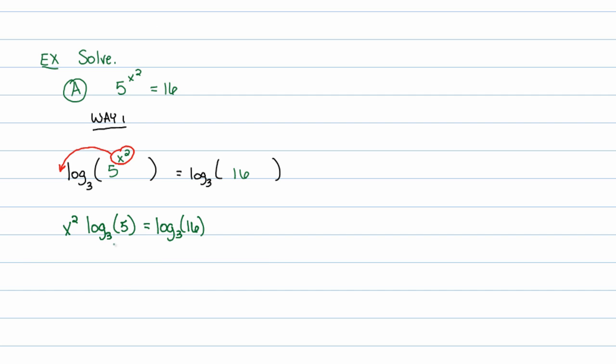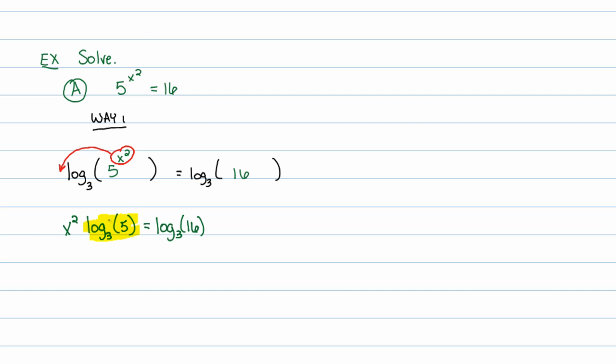Now, one thing you have to remember is that these logarithms, once they're just numbers on the inside, like log base 3 of 16 and log base 3 of 5, those are just numbers. Log base 3 of 16 might be some number, oh, let's say 2.3, and log base 3 of 5 might be some number like 1.2 or whatever, but they're just some numbers. And so if I want to get x by itself, I would divide both sides by whatever this number is, this number right here.